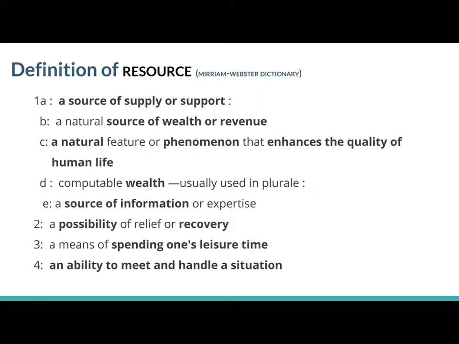The next one is a possibility of relief or recovery. I like that. One resource we have when we're feeling like we can't really get by in life is that we feel like it's possible to get some relief, or it's possible to recover from whatever is ailing us. That possibility, that belief, is a resource. Number three says a means of spending one's leisure time. So even having free time to do what we want is a resource that helps us get by.